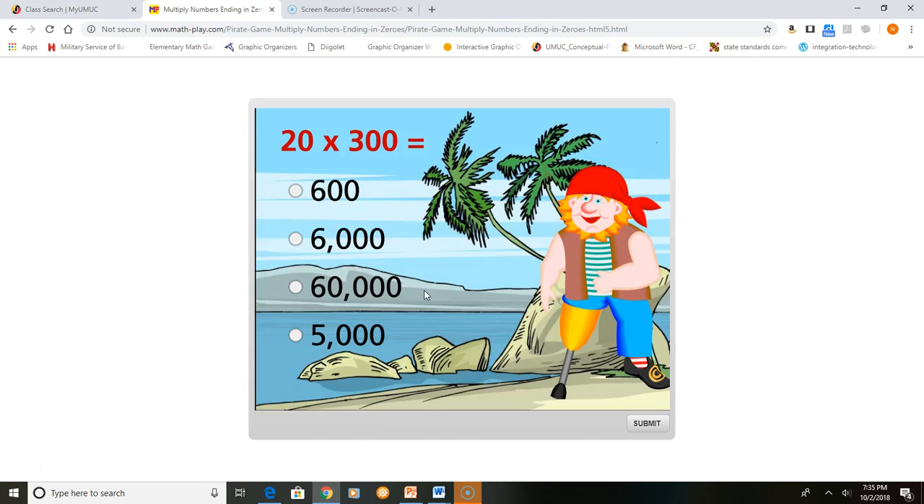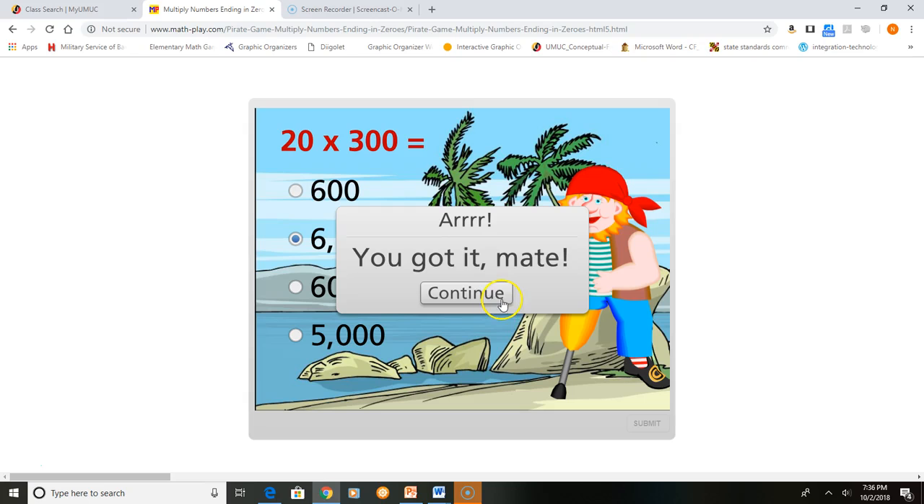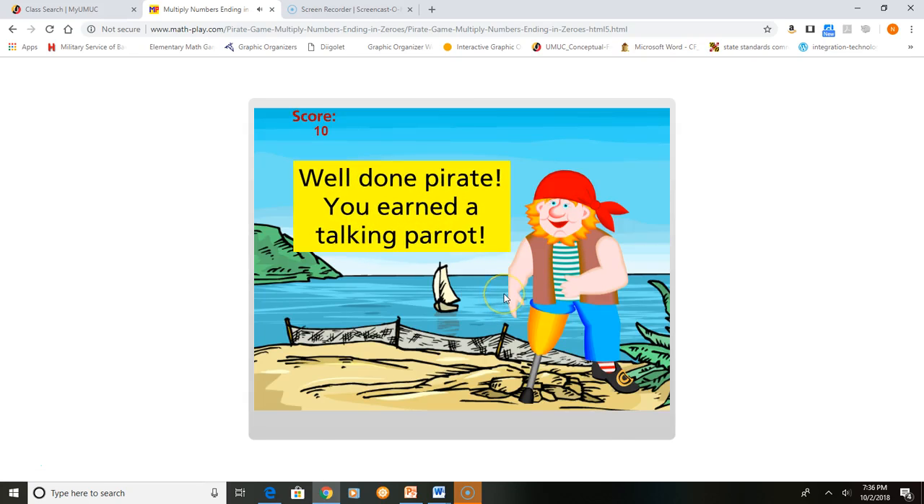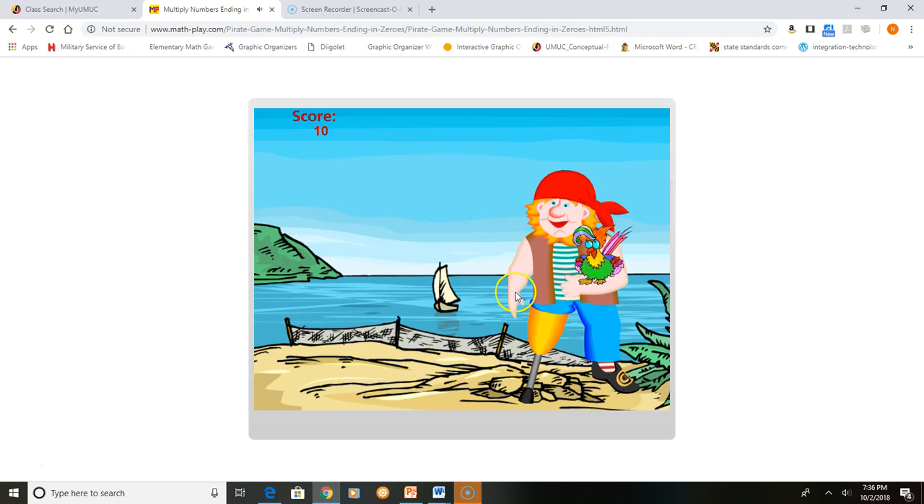Okay, let's see. Ooh, 20 times 300. So I know 2 times 3 is 6. And I have 1, 2, 3 zeros. So I need 3 zeros. So I'm going to click 6,000. Yes, we got it right. So we earned a talking parrot.